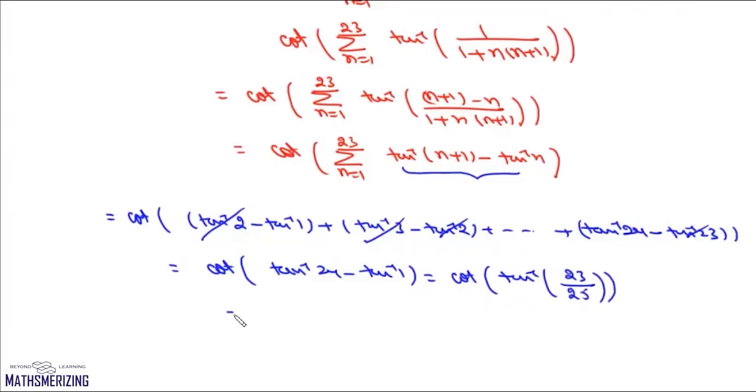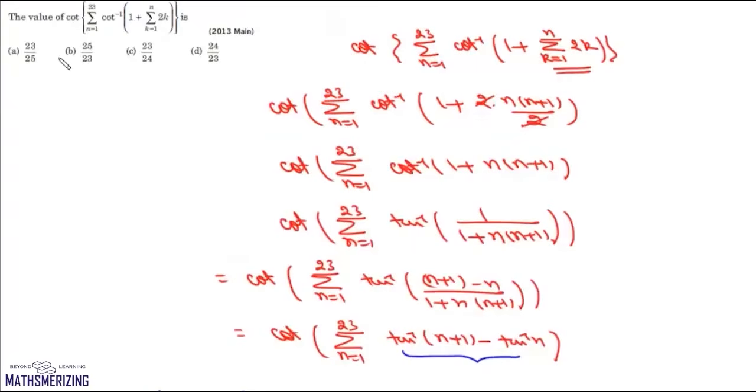Now tan inverse x is cot inverse 1 by x, so we can write this as cot of cot inverse 25 by 23. Now here cot and cot inverse will cancel, so the answer to this expression will be simply 25 by 23, and that's your option B.